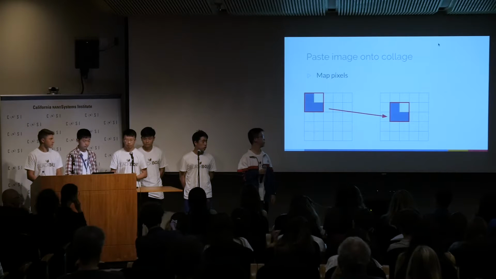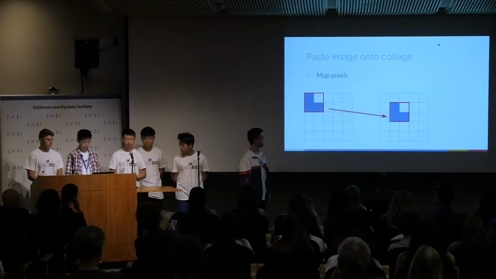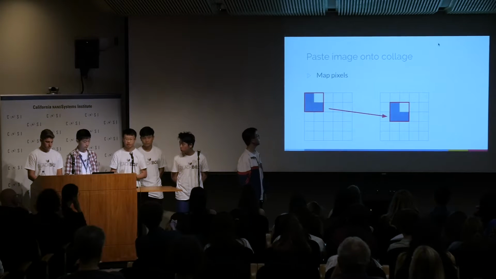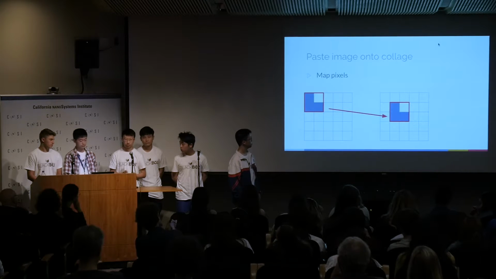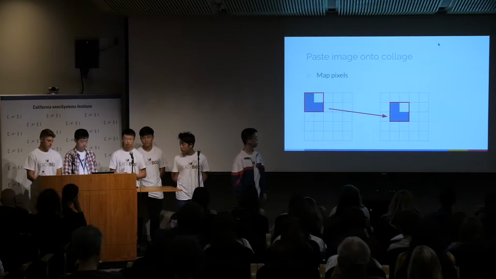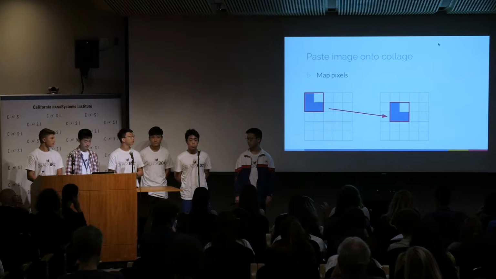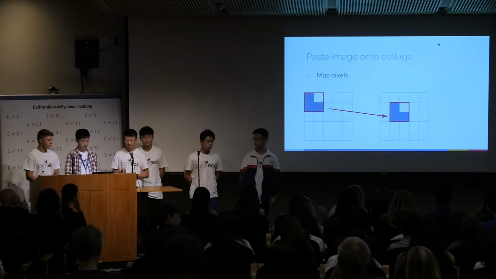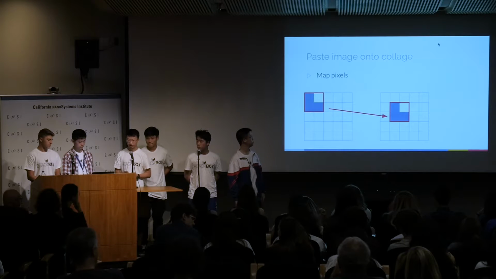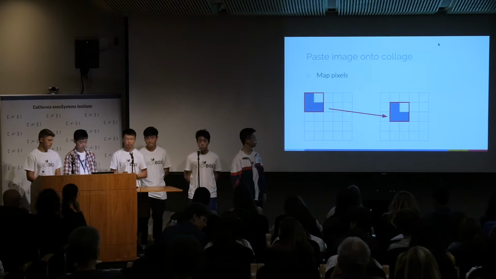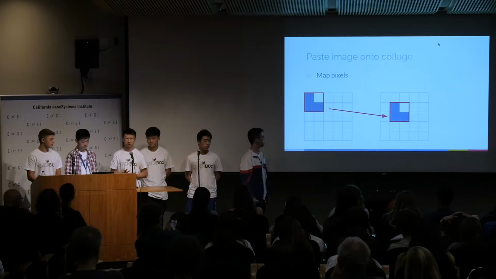So now we are going to paste our selected images onto the collage. First of all, we need to create two identical bounding boxes on the composition image and on the generated collage. And then we are going to match all the pixels in the two bounding boxes. For example, in this slide, we're going to match the left top pixel in the first bounding box with the left top pixel in the second bounding box. So all the pixels in the two bounding boxes will coincide.